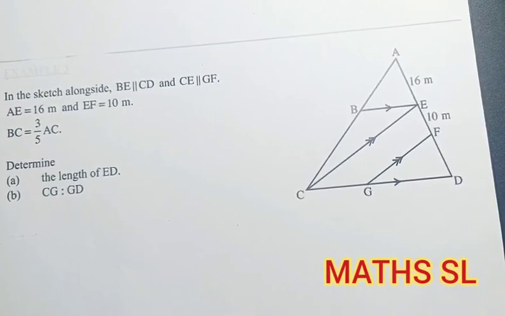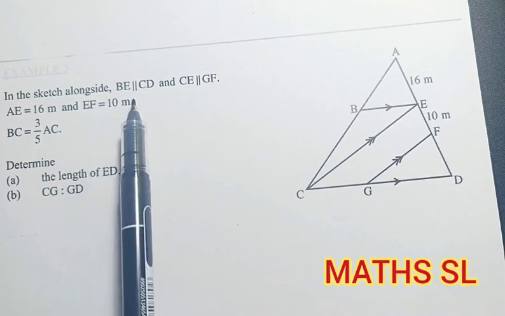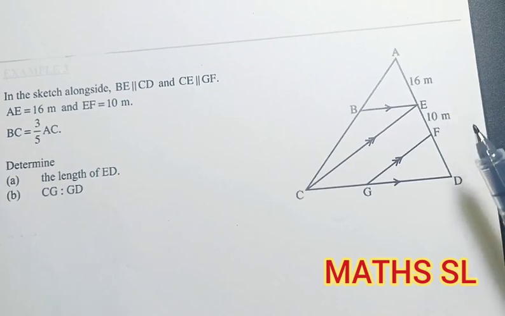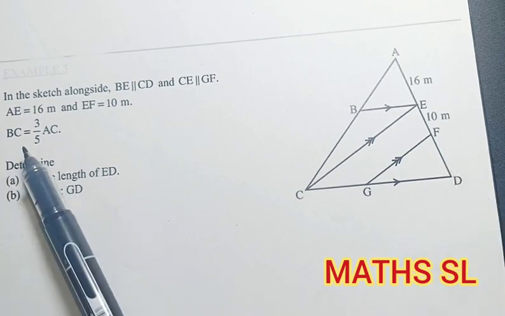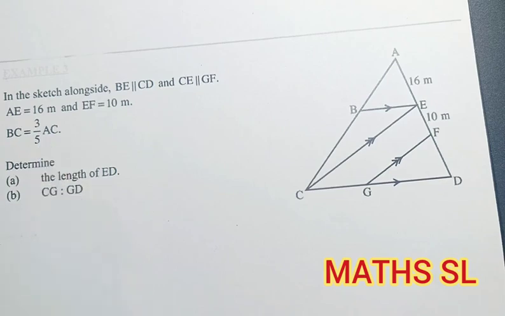I'm speaking with Latif. I'm going to show you today about proportionality. Another question, a very interesting question. The question says, in the sketch alongside, BE is parallel to CD and CE is parallel to GF. AE is 16 meter and EF is 10 meter and BC is equal to 3 over 5 of AC.